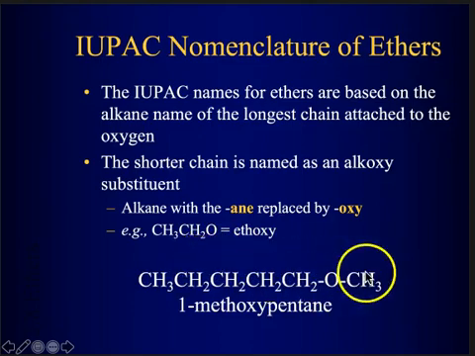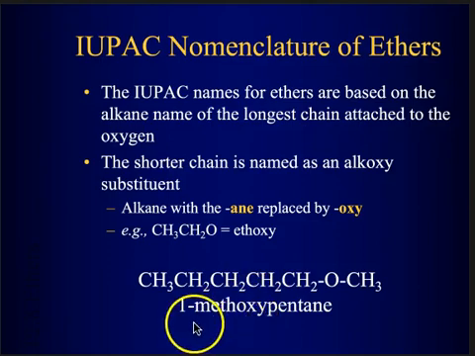Alright, so let's look at an example. So I've got a methyl group here and a 1, 2, 3, 4, 5 carbon chain here. So we said we're going to name it off of the longest chain. So this is a pentane molecule. And then we're going to name the shorter chain as a methoxy group. So we've got a 1-methoxypentane. So if you see anything with a carbon chain and an oxy, so ethoxy, propoxy, whatever, that is the IUPAC naming for our ethers.